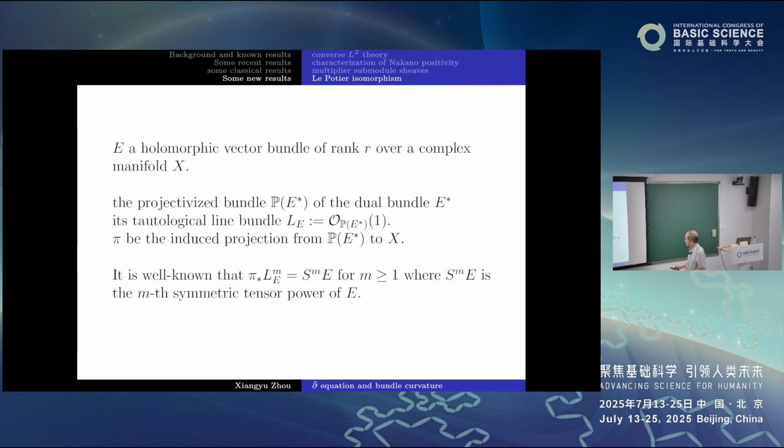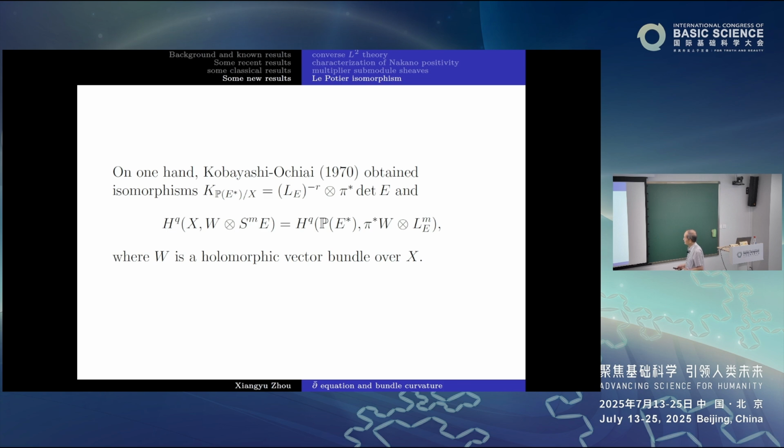So it's well known that we have this equality: the direct image of this line bundle is equal to the symmetric power of this vector bundle. Kobayashi-Ochiai proved the following isomorphism theorem. We have this equality, and this cohomology group for the vector bundle is equal to the line bundle cohomology. This is the Kobayashi-Ochiai isomorphism theorem.